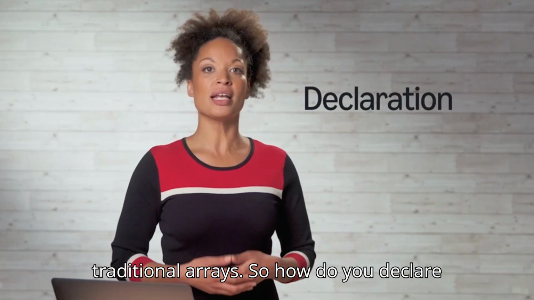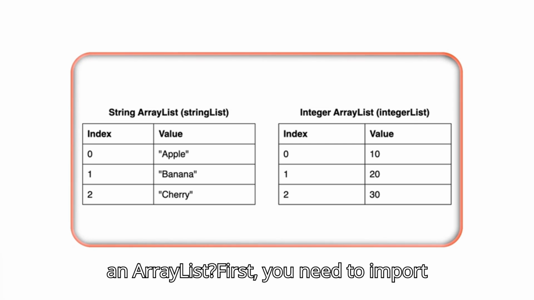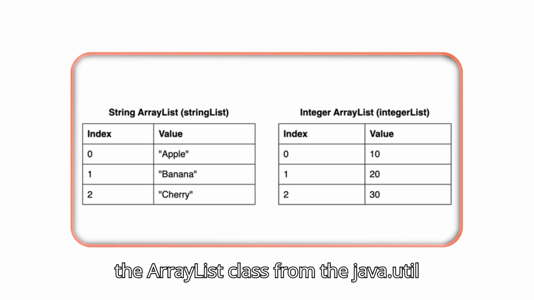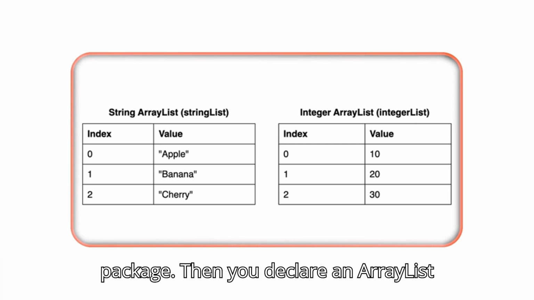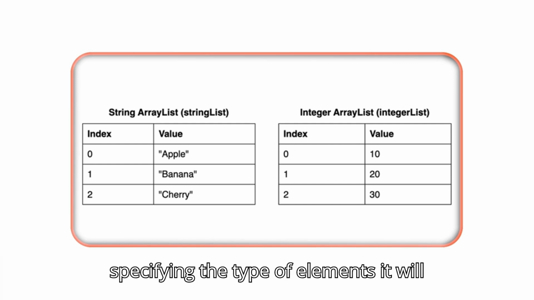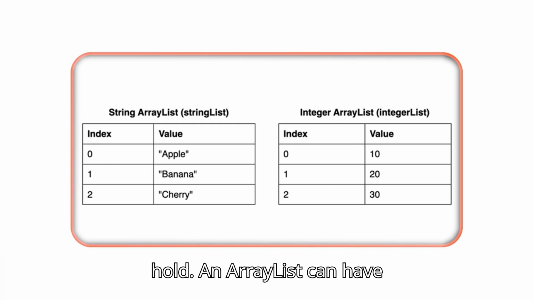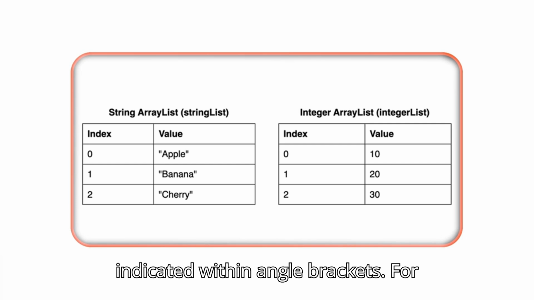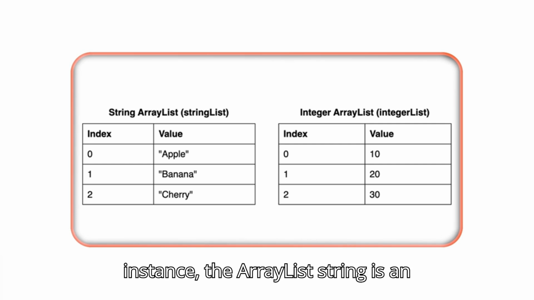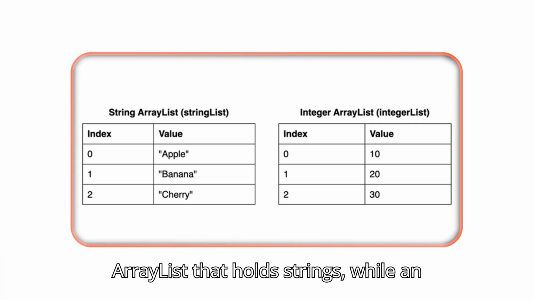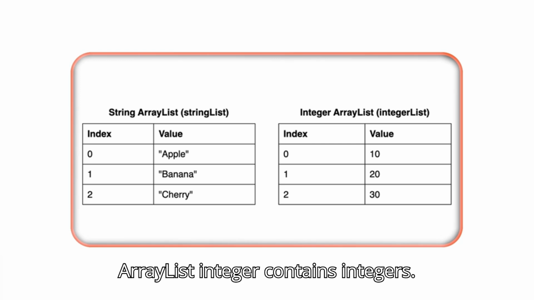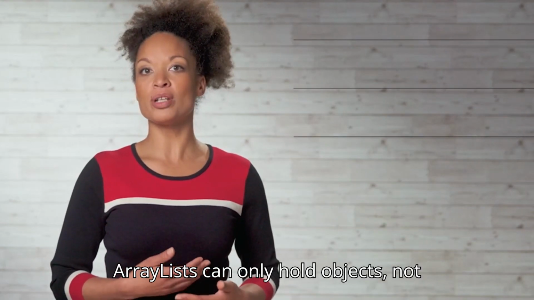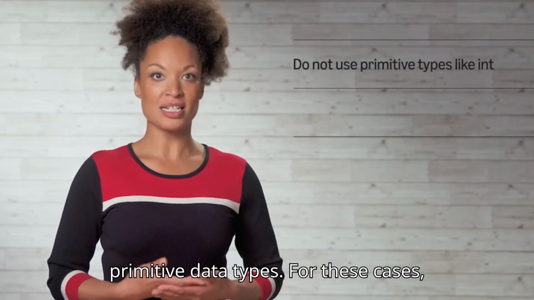So how do you declare an array list? First, you need to import the ArrayList class from the java.util package. Then you declare an array list specifying the type of elements it will hold. An array list can have elements of a generic type. This type is indicated within angle brackets. For instance, the ArrayList string is an array list that holds strings, while an ArrayList integer contains integers. Array lists can only hold objects, not primitive data types.